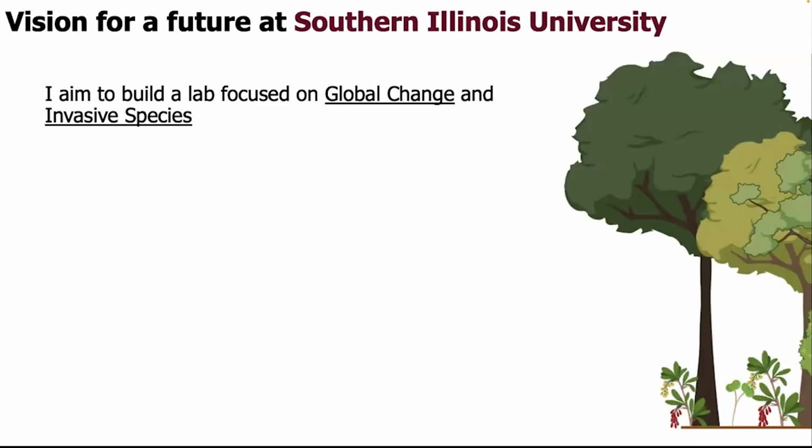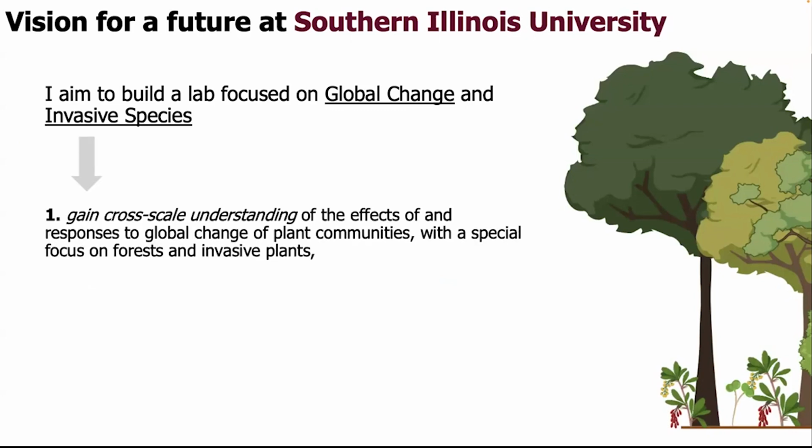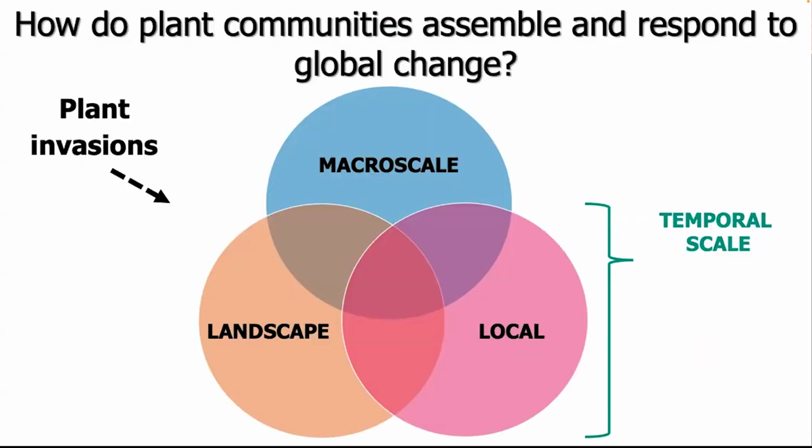A vision for the future here is to build a lab that is really focused on global change and invasive species, and how plant communities are changing with respect to those two drivers of change. The focus of the research is to gain a cross-scale understanding of the effects of and responses to global change in plant communities, with a special focus on forests and invasive plants, because I've been working a lot in forests, but a lot of my work has been across different plant ecosystems and plant communities. To do that, as I said, I will continue my work at the macro scale, landscape scale, and temporal scale.